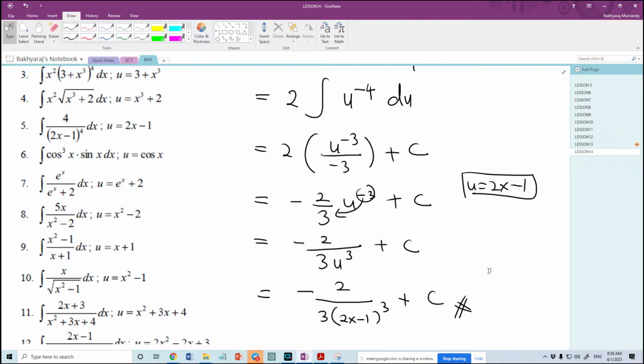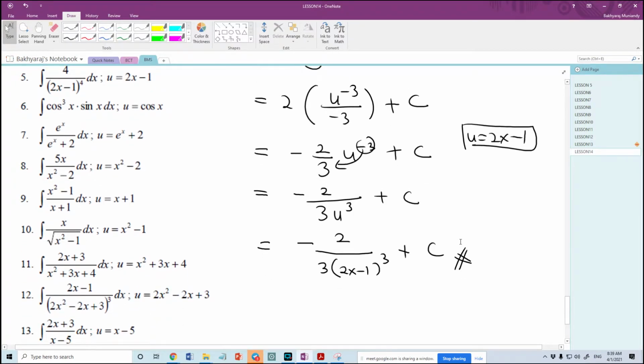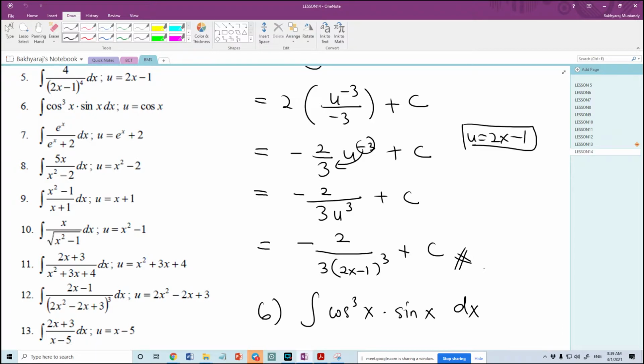Okay, they gave u substitution, they gave by parts, and they go for partial fractions. But this trigo, like type 6, is now less compared to the previous years. Okay, so go for number 6. Number 6, integrate cos power of 3x dot sine x dx. Okay, cos power of 3x dot sine x dx.